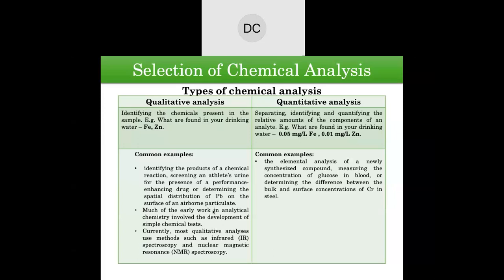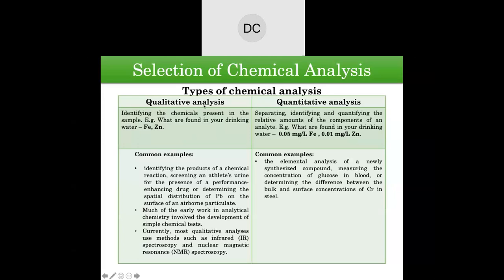So that is qualitative. If we ask about identifying the chemicals present in the sample, just to identify what the chemicals are. Kalau kita cakap pasal quantitative, we will next do what and how much. Okay, dia ada value, dia ada concentration. Okay, so the qualitative involves identifying, quantitative involves separating, identifying and quantifying.